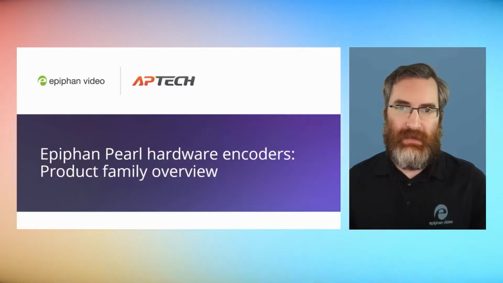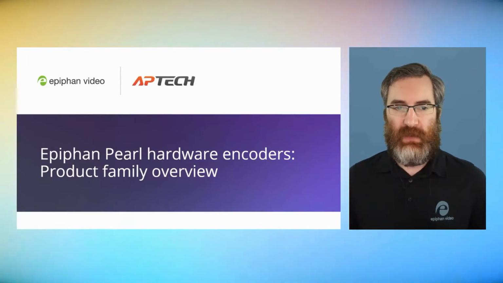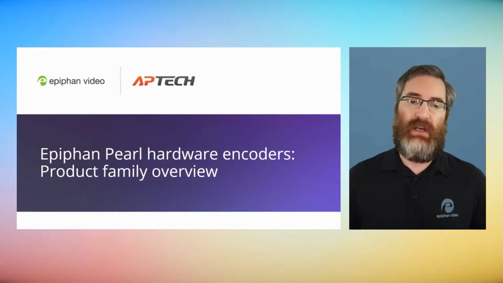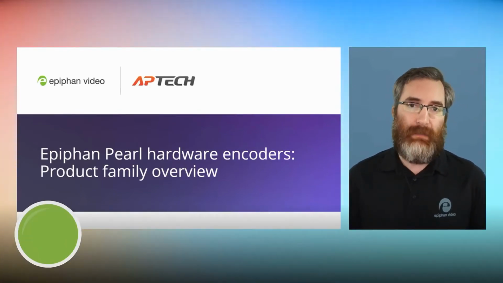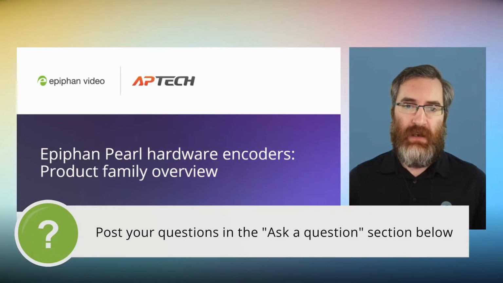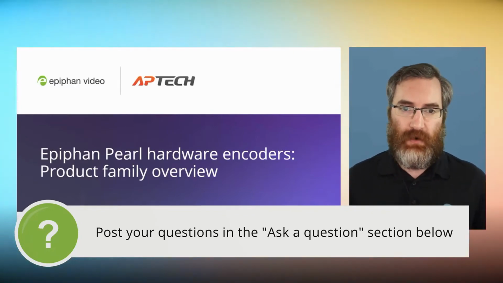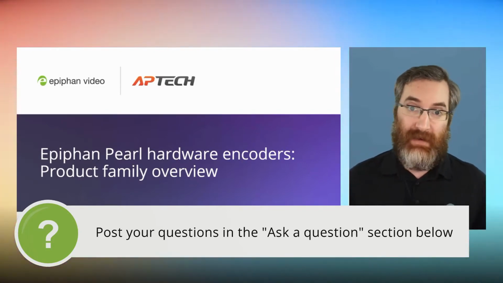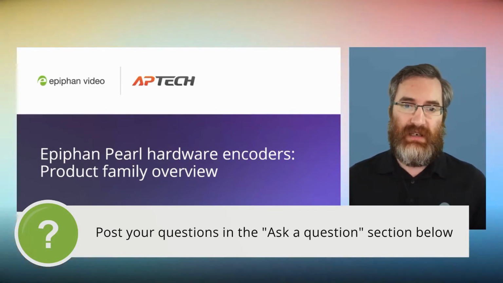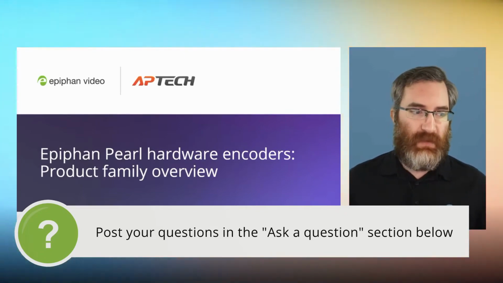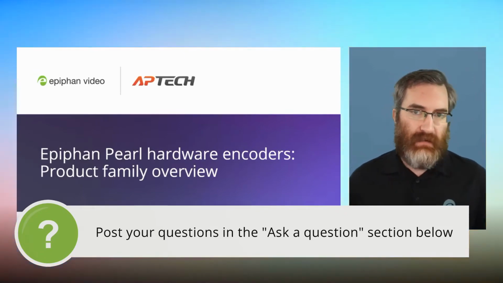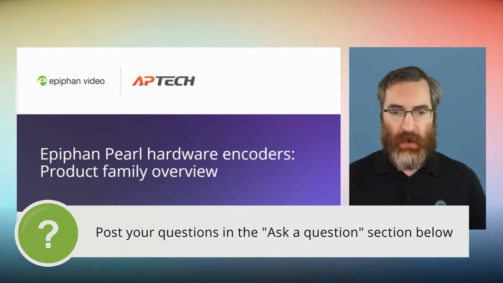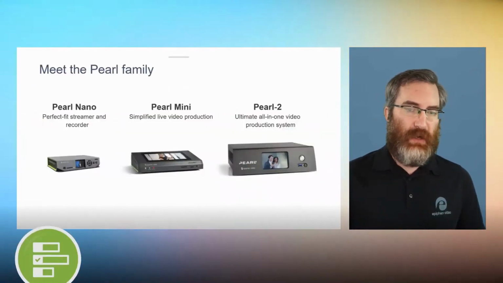Let's start in. And if anyone joins us a little late, hopefully they can catch up a little bit. So today's webinar is all about Pearl hardware encoders, sort of an overview of the Pearl family of hardware encoders that we offer here at Epiphan, and are sold through our partner down in Australia, APTech. The gentlemen from APTech are in the chat. So if you have any purchasing questions, please let them know. Of course, reach out to them as well. If you have any quick procurement questions, you can ask them. Andrew and David are both there. And let's jump into it.